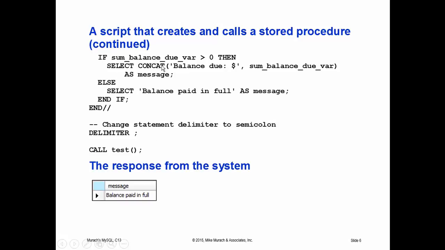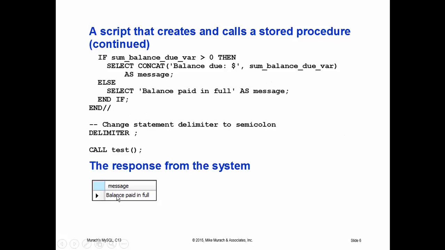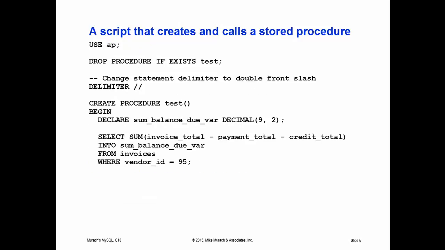Then, if the balance due is greater than 0, all right, then put down balance due and show us what it is. Otherwise, if it's not greater than 0, it means either they paid everything or maybe they even have a credit coming. But either way, we say balance paid in full. So in this case, in the example, we're calling it message, and for customer 95, their balance is paid in full. Now what you'll see as we go a little further into this is, in an ideal world, you won't be hard coding that value in there. You'll be able to pass that value in, so you can run this on different customers.